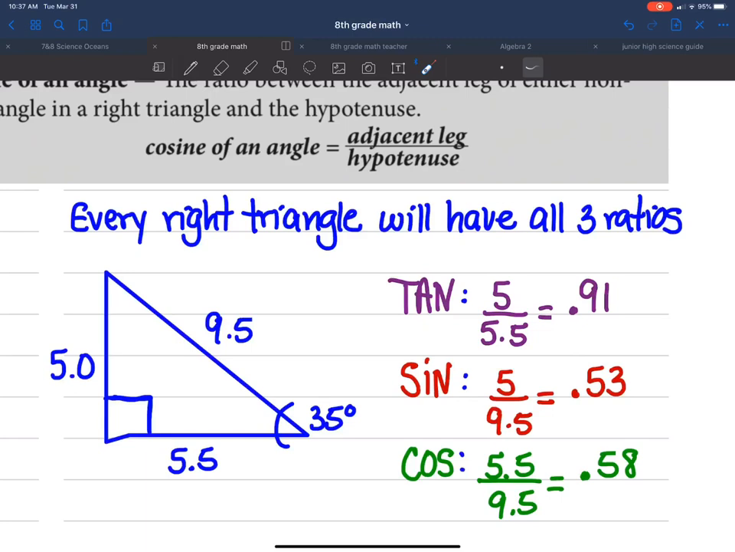All right, let's continue. So let's look at the tan. How do we find the tan? So this is the angle that we're going to be using right here. The tan for that angle is 5, the opposite side, divided by the adjacent side. So that gives me 0.91. That is the tan or the tangent for this angle in this particular right triangle.